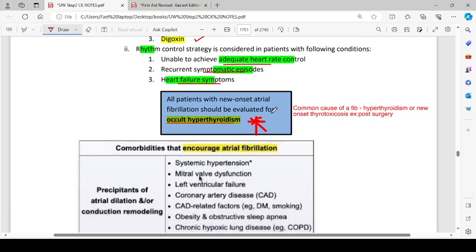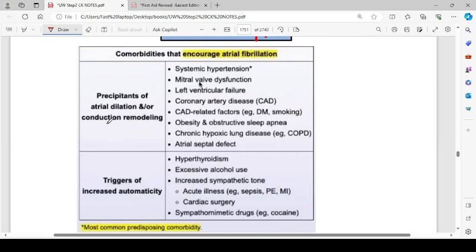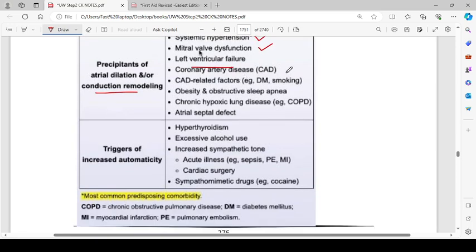All patients with new onset atrial fibrillation should be evaluated for occult hyperthyroidism. Common causes of atrial fibrillation are hyperthyroidism or new onset thyrotoxicosis, for example, post surgery. Comorbidities that encourage atrial fibrillation, precipitants of atrial fibrillation and conduction remodeling: systemic hypertension, mitral valve dysfunction, left ventricular failure, coronary artery disease, coronary artery disease related factors like diabetes mellitus and smoking, obesity and obstructive sleep apnea, chronic hypoxic lung disease like COPD, and atrial septal defect.